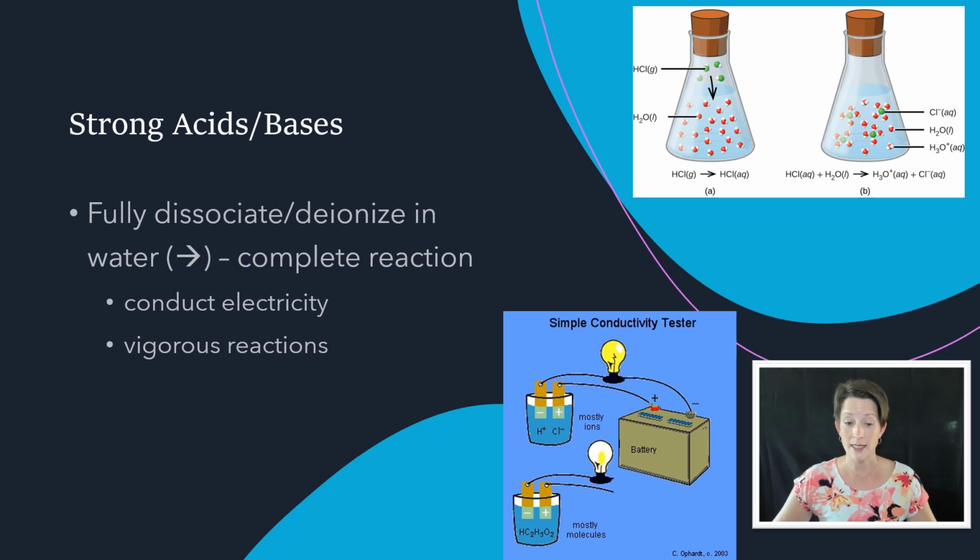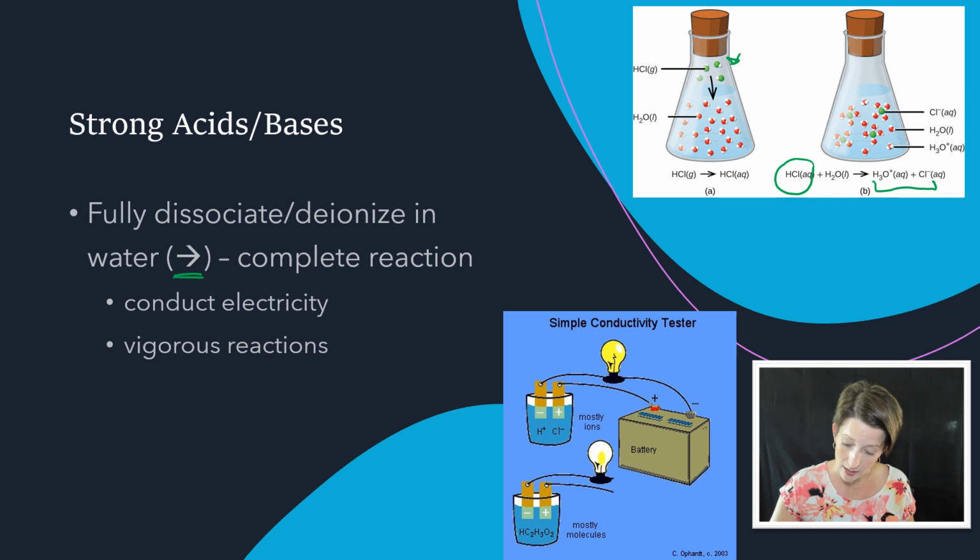Strong acids and bases are going to fully dissociate or deionize in water. It's what we call a complete reaction, so you're going to see that forward arrow when this occurs. Here we have our HCl going into water. When you look, every single HCl compound has dissociated and there's no longer any HCl on the other side. That is that complete dissociation.